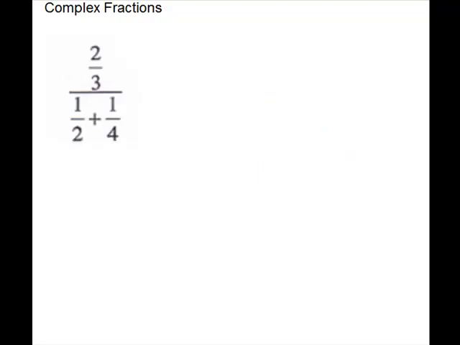Next, we'll look at our second method. This method would actually work for every problem if you chose to use it. The first thing you do is find the LCD of all the fractions. So we have 3, 2, and 4. We want the smallest thing that they will all go into. You can use primes or you can use multiples. So our LCD is going to be 12.